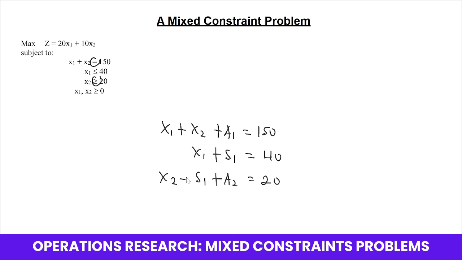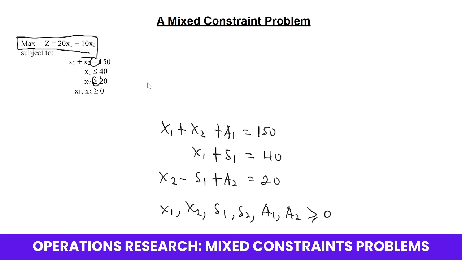So now our non-negativity restriction will be x1, x2, s1, s2, a1, a2 all greater than or equal to 0. So right now we have to rewrite our objective function in the simplex standard form. So how are we going to do this one? So max, the maximum of z is, we already have 20 x1 plus 10 x2.